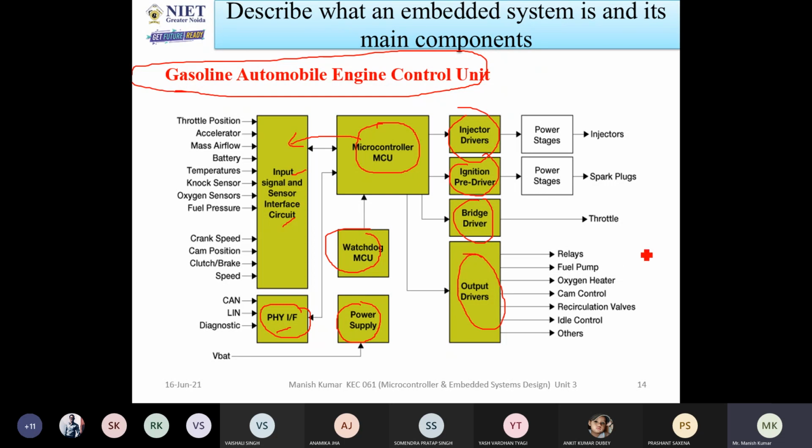Now you have to check it out. On the input side, we have the throttle position. I am talking about the gasoline automobile engine, so the throttle position will be there. Like a nozzle, you all know nozzles, the throttle is there, and you can position it to give either a small amount or a large amount of liquid. Then you have an accelerator, mass airflow, battery, temperatures, and then the NOx sensor.